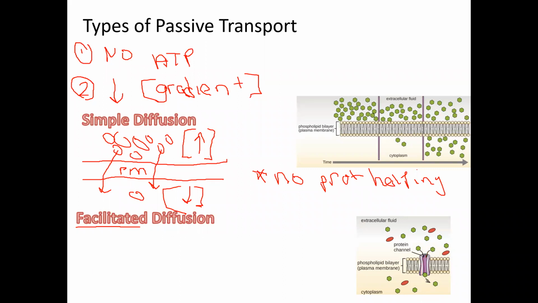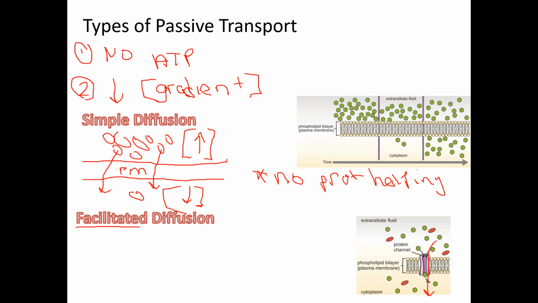But now let's look at the red molecules. They're also going to go down their concentration gradient. Notice again, there's more red ovals at the top or outside of the cell. And they too are going to go through this protein to go inside of the cell.